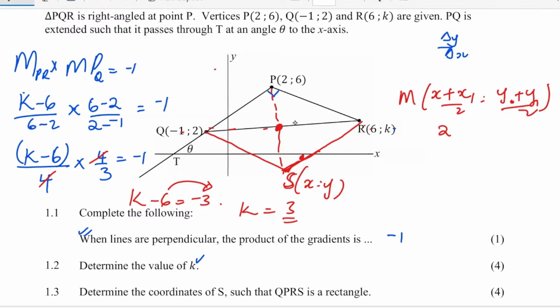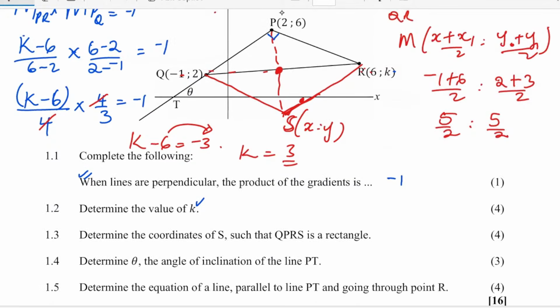Now I'm finding the midpoint of QR first. It's going to be (negative 1 plus 6) over 2, and then (2 plus K, which we said is 3) over 2. So that's going to be 5 over 2, and 5 over 2.